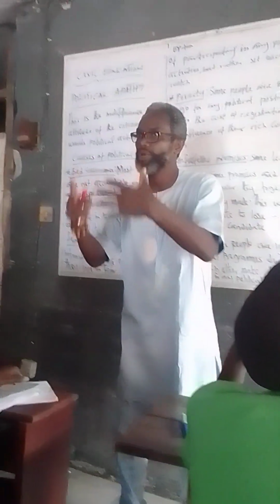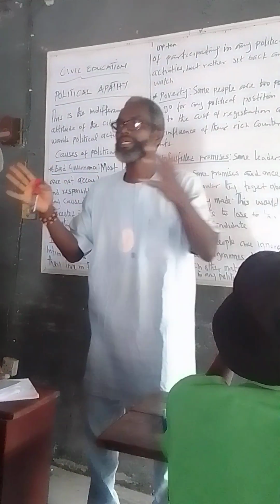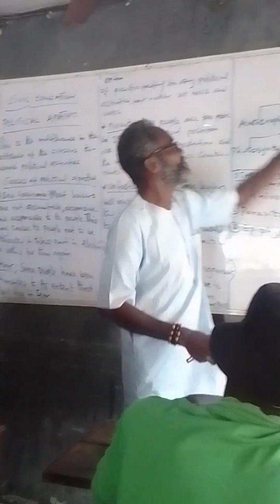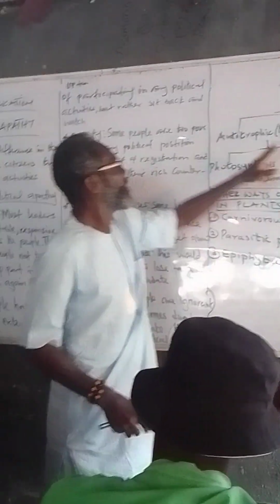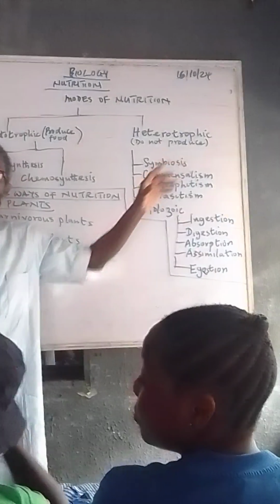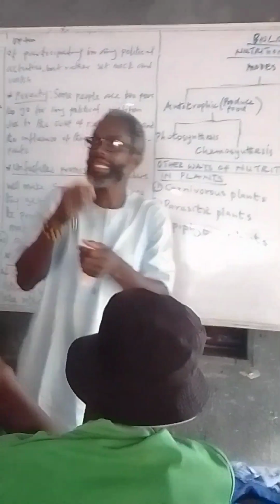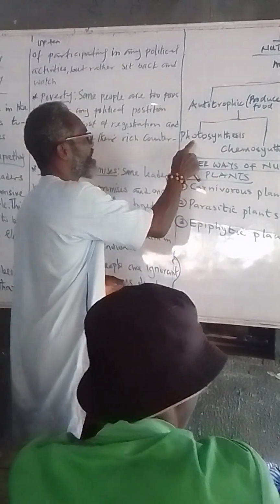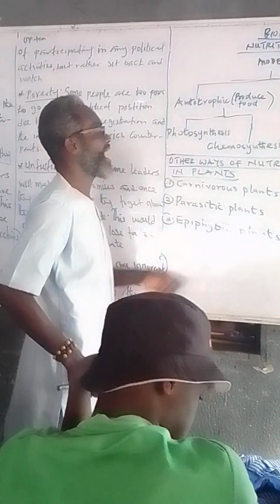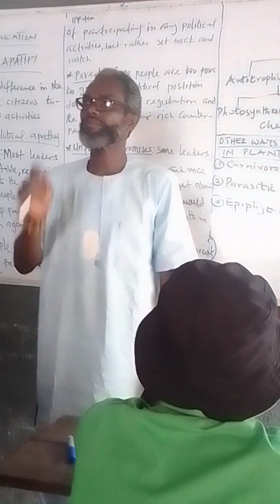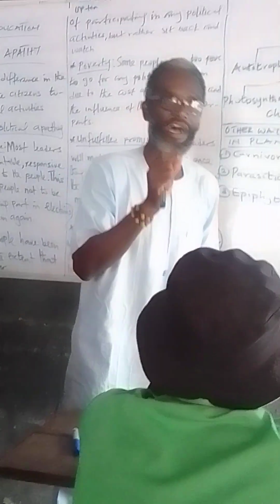Modes. When we say modes, we mean different ways plants and animals feed, the mode of nutrition: autotrophic and heterotrophic. Autotrophic organisms can produce their own food. Examples of autotrophic nutrition are photosynthesis and chemosynthesis.